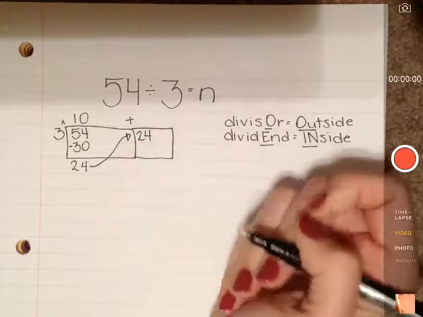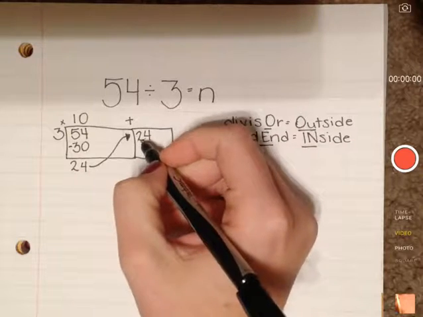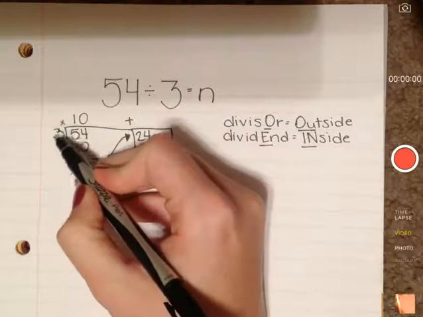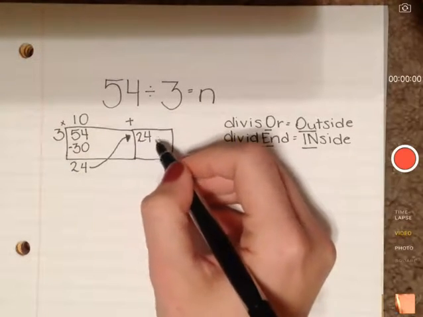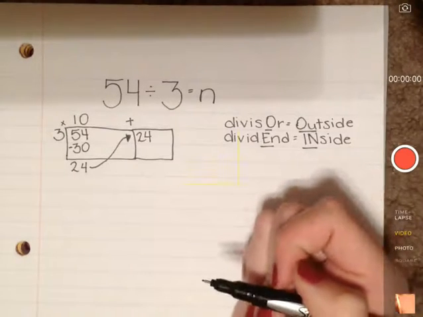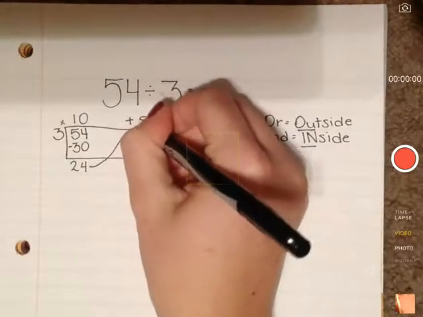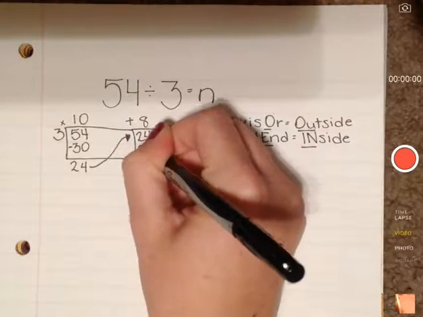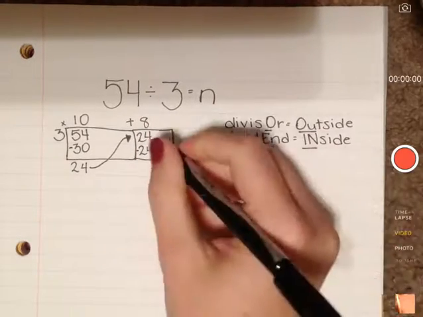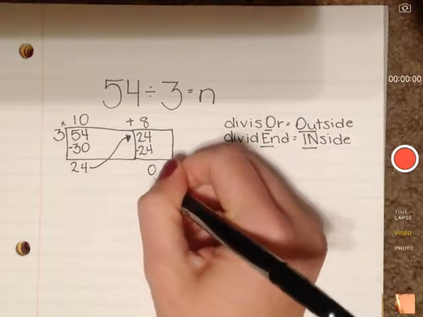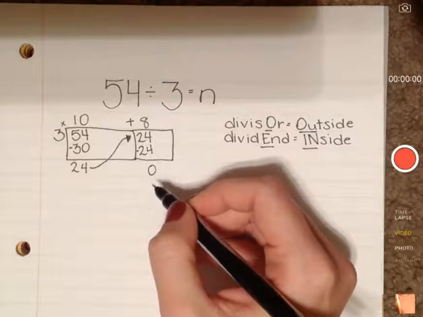All right, so I have 24 pieces left to distribute. Well, I say to myself, what is an easy number that I can multiply by 3 to get me somewhere close to 24? Well, because I know my multiplication facts, I know that 3 times 8 is 24. And I can go ahead and subtract out those 24 pieces that I have now distributed, which gives me 0. Remember that when I get a 0 down here, I have now distributed all of my pieces and I'm done.